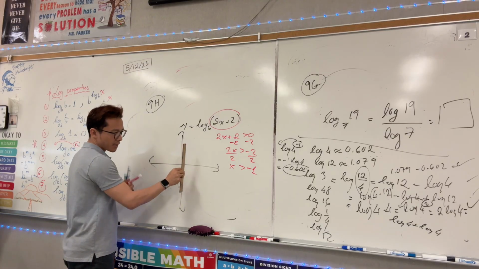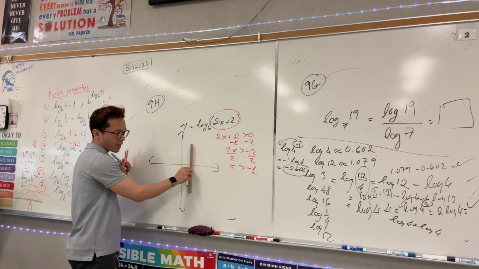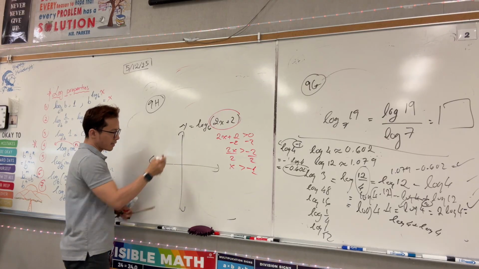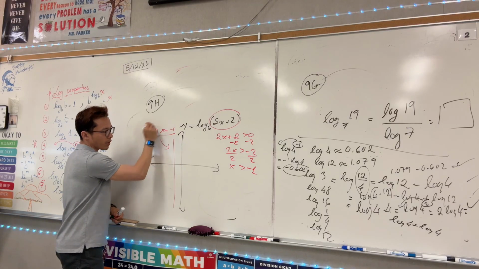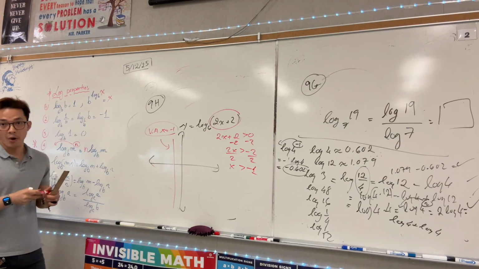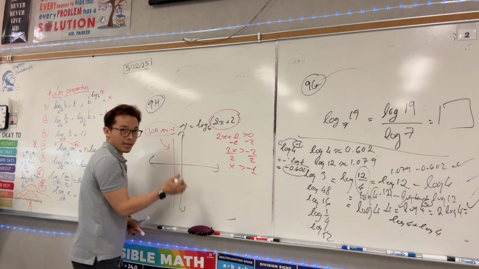Again, this is a vertical asymptote, so they need to be vertical. Negative 1 is right here. Right here. So you need to write down VA x equal to negative 1 to get full point. Okay? Now, last step, t-table.